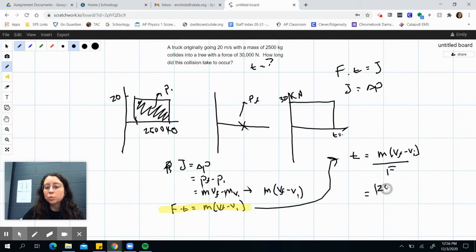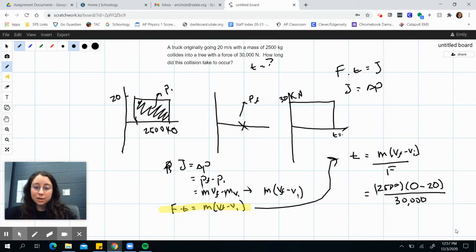Plug in my values. So my mass is 2,500. My final velocity is 0. My initial velocity is 20. And I'm going to divide that by 30,000. So it's going to be a really small number. If I pull up my calculator, 2,500 times 0 minus 20, all over 30,000.